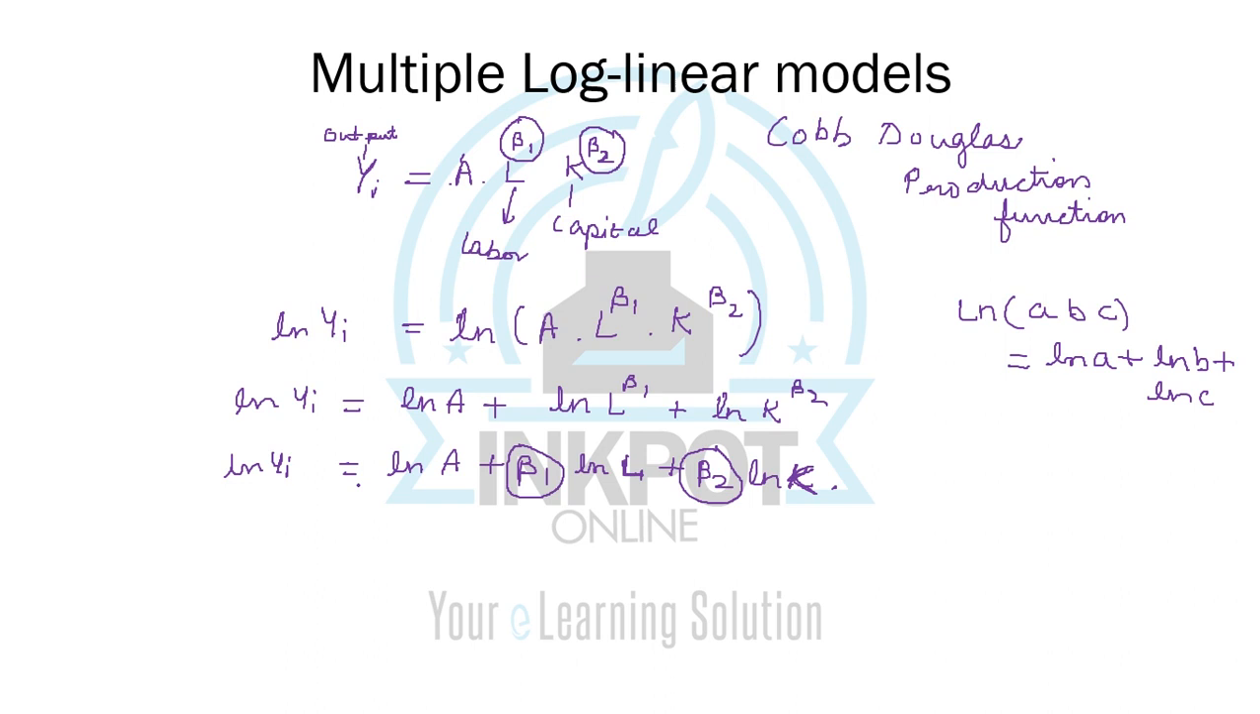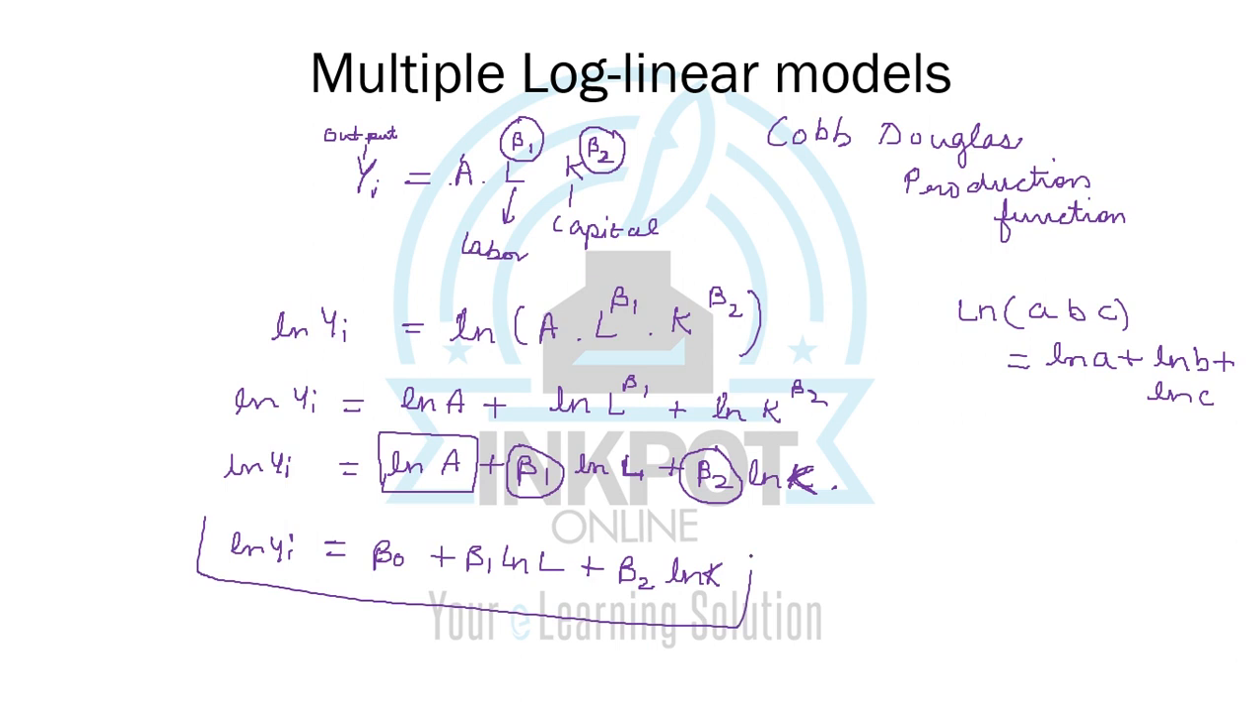And this particular ln of a is nothing but an intercept. So basically we can write ln of yi as beta naught plus beta 1 ln of l plus beta 2 ln of k. This is the transformed version of the Cobb-Douglas production function. In case many of you have been wondering how we estimate a Cobb-Douglas production function, this is how we estimate it.